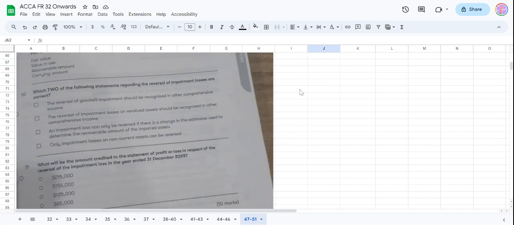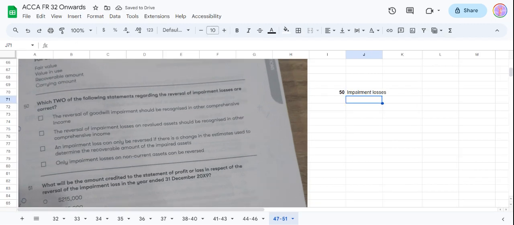All right. Question number 50. No maths here. Be easier. Which two of the following statements regarding the reversal of impairment losses are correct? They are asking which two of the statements are correct. The reversal of goodwill impairment should be recognized in OCI. Impairment losses in respect of goodwill cannot be subsequently reversed. So the first one is not a good option. It's incorrect.